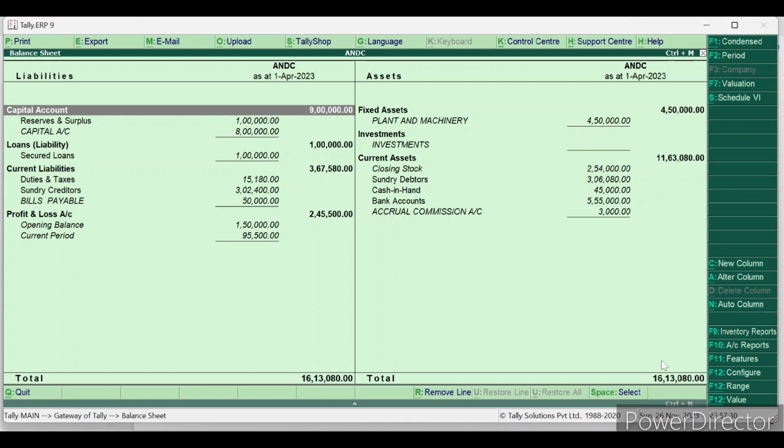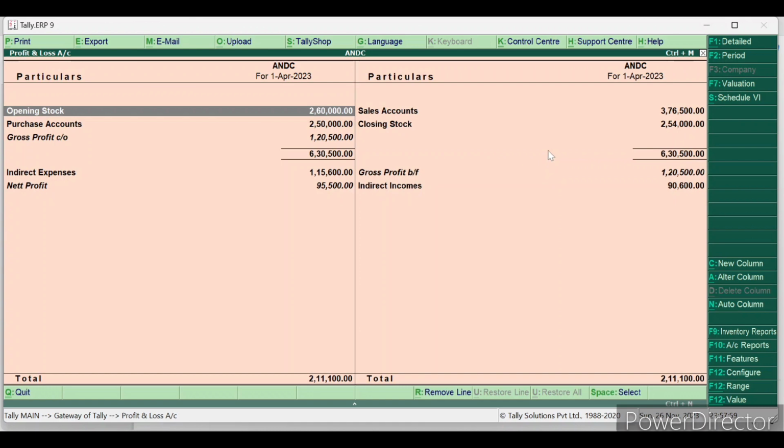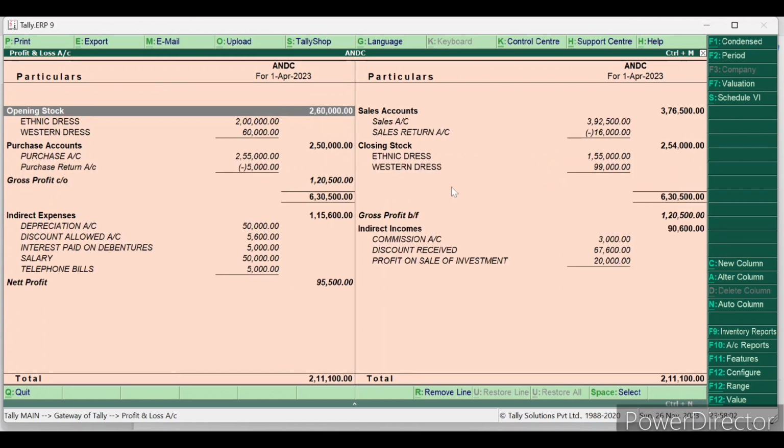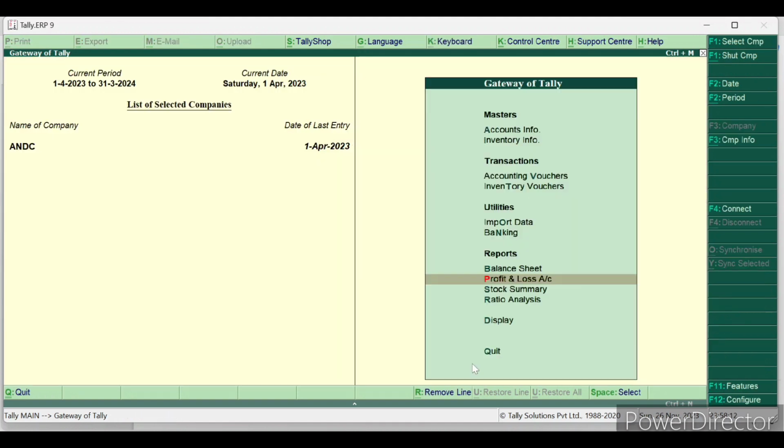Okay. So you can see there is no difference, but there are many more changes between the opening and the closing balance sheet. New accounts have been formed: duties and taxes, accrual commission account, and on the P&L account many more accounts have been prepared. Let's see our profit and loss account. For detailed version, Alt plus F1. So this is our detailed version. All the indirect expenses have been shown on this side, income on this side, and all the entries we have made are shown in this way. Stock summary.